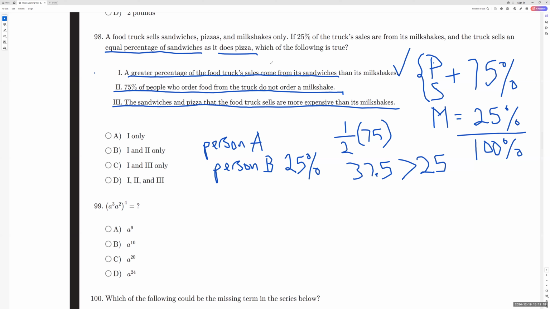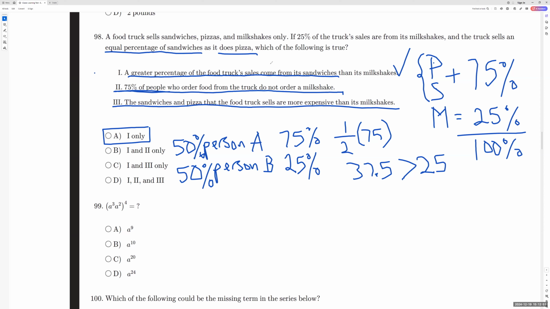So in this case, we only have 2 people, right? So be careful what the question says. 75% of people. Now, right here, this is 50% of people, person A, and the other one is 50% of people, person B. For that reason, and that reason alone, I'm going to say that the answer is 1A only.